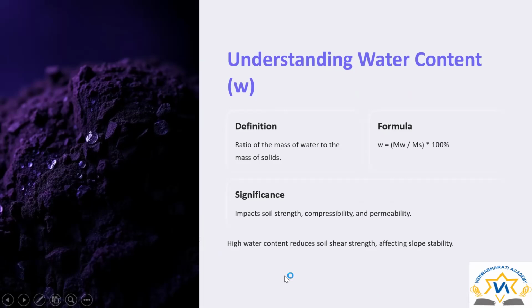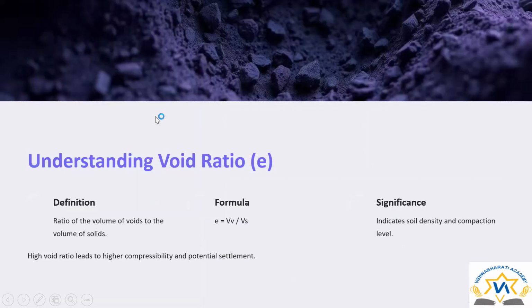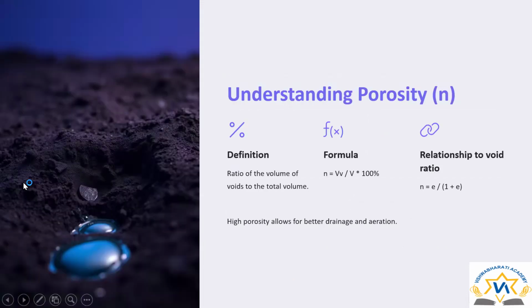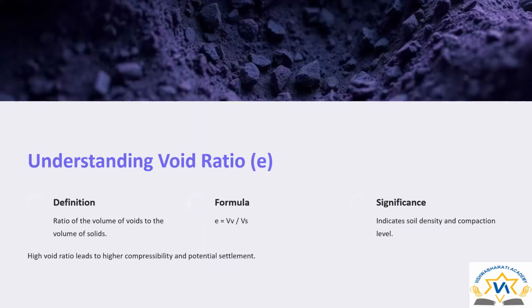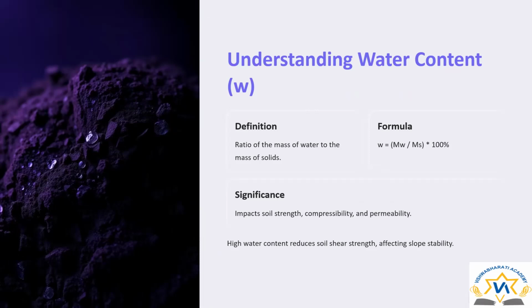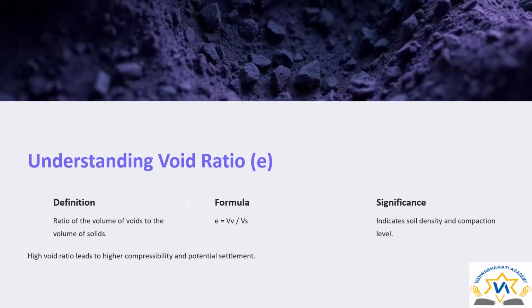The first is to find out the soil strength, compressibility and permeability. For finding out soil strength, compressibility and permeability, we find out water content. Then the next main index property is void ratio. Void ratio is the ratio of volume of voids to the volume of solids.